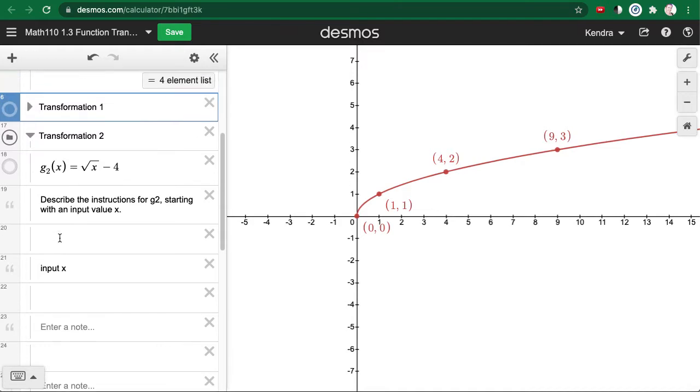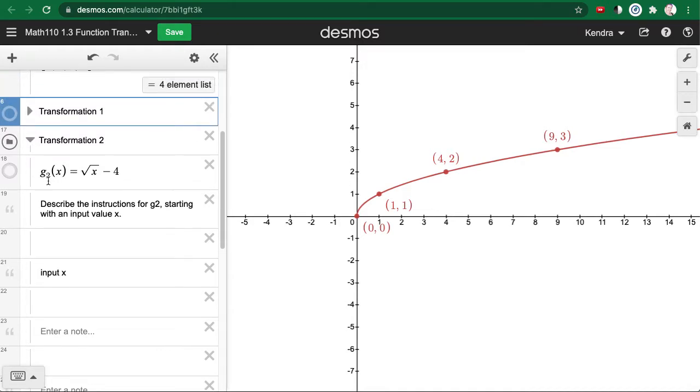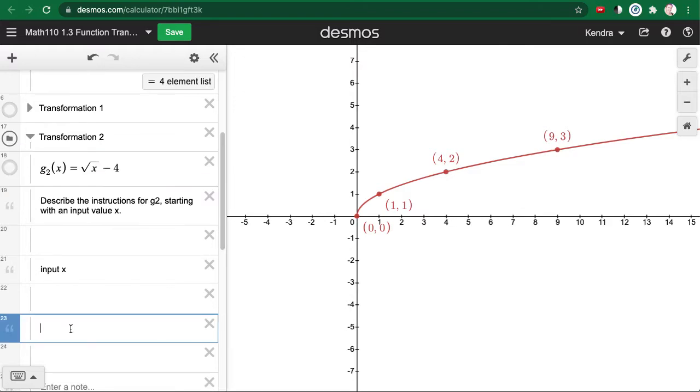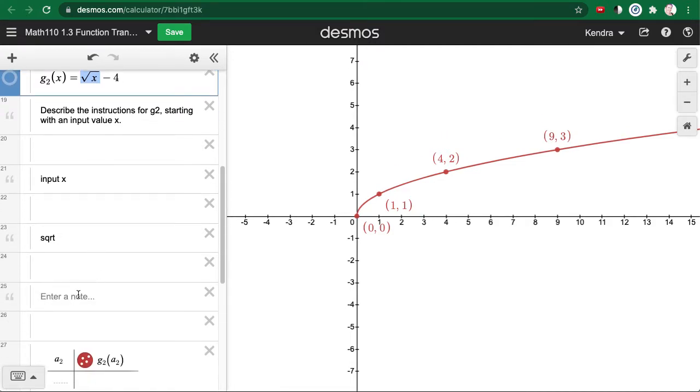Transformation number 2, the function takes the square root of x and then subtracts 4. Okay, so again, we're going to describe the instructions for g2, starting with an input value. So I put in an x, and the first thing I do with that x is I take the square root of that. And now I have the square root of x, and the next thing I do is I subtract 4.